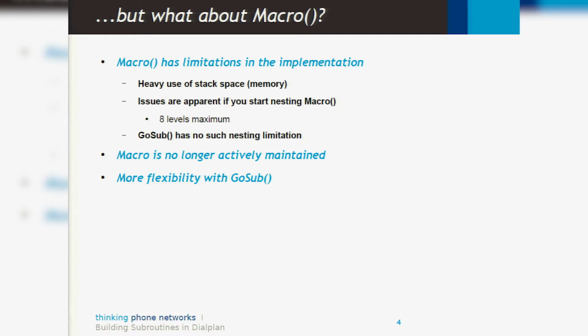I've built it where I've just let it run in a loop and got into like 10,000 levels of nesting, and Asterisk happily keeps running. Just due to the way that it's been implemented, there's no limitation other than physical memory in the system, and the amount of information that Gosub uses to maintain its state and where it came from is very small. It's basically a channel variable. So macro is no longer actively maintained, and with the flexibility of Gosub, there's really no reason to continue utilizing macro.